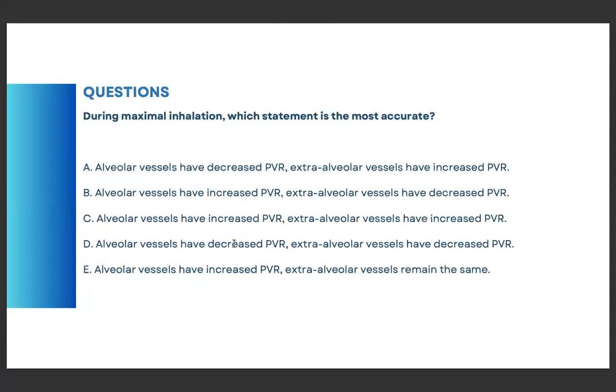Now for a couple of quick questions. During maximal inhalation, which statement is most accurate? A, alveolar vessels have decreased PVR, extra-alveolar vessels have increased PVR. B, alveolar vessels have increased PVR, extra-alveolar vessels have decreased PVR. C, alveolar vessels have increased PVR, extra-alveolar also have increased PVR. D, both of them would be decreased. E, alveolar would be increased while extra-alveolar would remain the same.